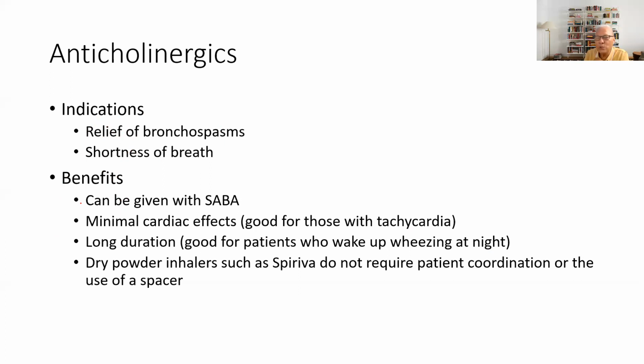And in addition to that, because of the fact that there are muscarinic receptors, they're minimal as far as cardiac effects are concerned. So it's an ideal drug for those who might have contraindications because of the fact that they might have tachycardia. And this is also good for patients who wake up wheezing at night because of its long duration. And it comes in a preparation as a dry powder, such as Spiriva. And the advantage of that is it does not require patient coordination or the use of a spacer in order for the patient to have the maximum dose. Okay, so it's a lot easier for elderly individuals.